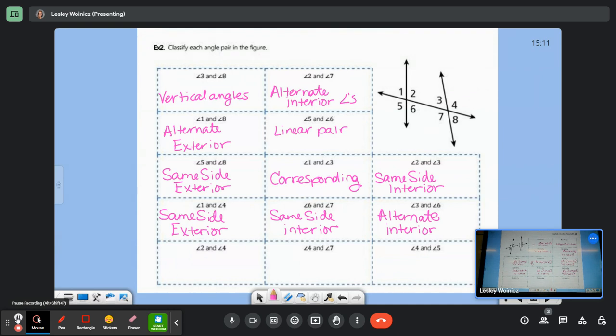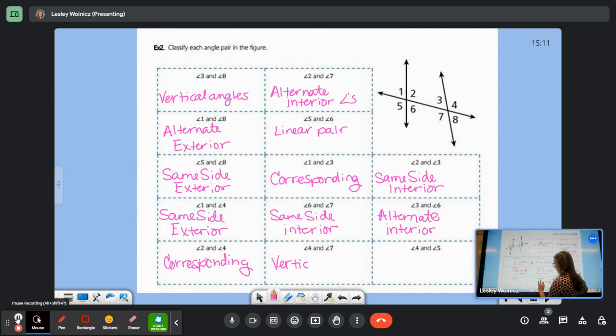Two and 4. Corresponding. That one, for some reason, is the hardest to see for me. I will stare at a pair of angles that are corresponding for a really long time to figure out what the heck they are. Okay, 4 and 7. Vertical.